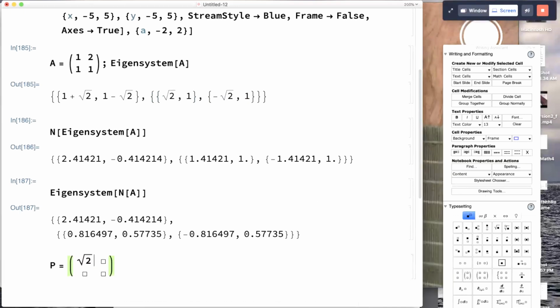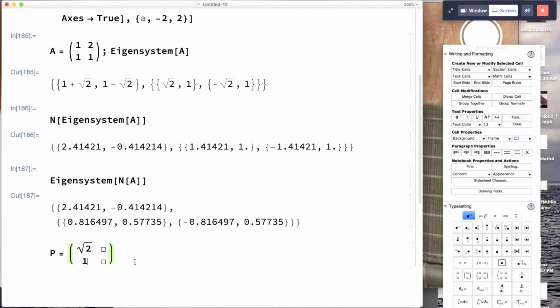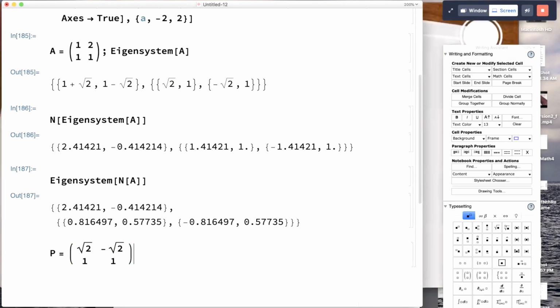Square root of 2 plus 1 and 1. Oops, no, not plus 1. 2, square root of 2, 1. And the other one, negative square root of 2, 1. That's how you create P. You make its columns be the linearly independent eigenvectors.